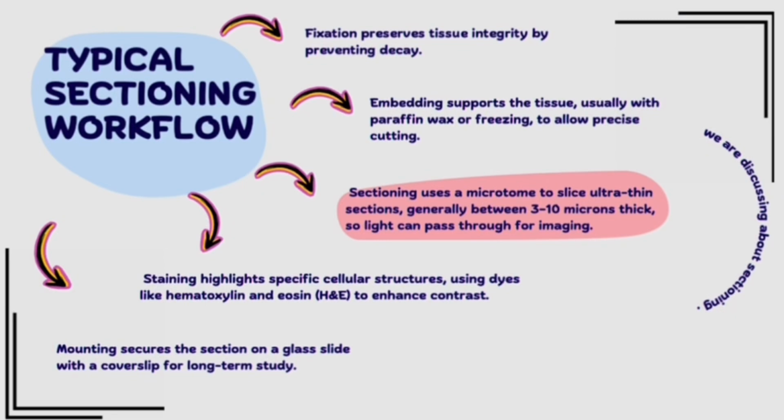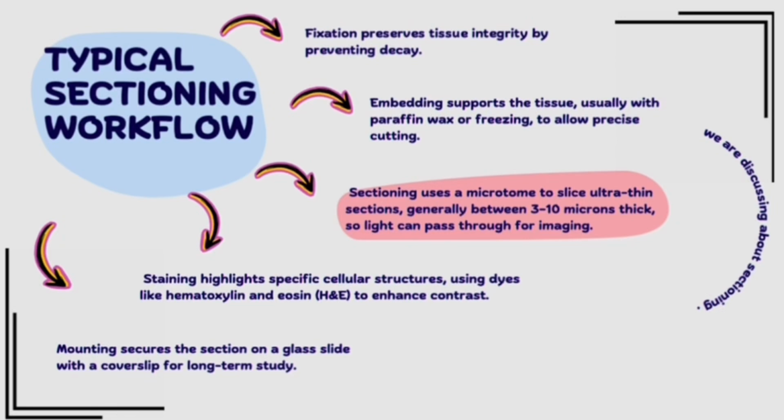The process involves several key steps, which are the typical sectioning workflow. The first step is fixation, which preserves tissue integrity by preventing decay. The next step is embedding, which supports the tissue, usually with paraffin wax or freezing, to allow precise cutting. The third step is sectioning.